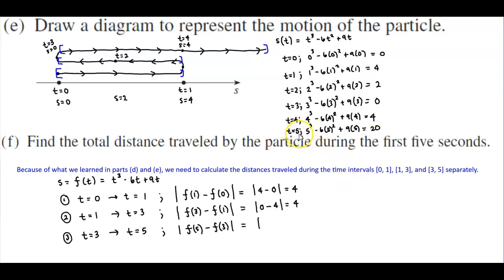And so at t is equal to 5, we know that we got 20. So f of 5 was 20, and f of 3 was 0. So the absolute value of 20 minus 0 is 20. So now we just need to add these up to find the total distance. So 4 plus 4 plus 20 is equal to 28 meters. So therefore, that represents the total distance traveled by the particle during the first 5 seconds.